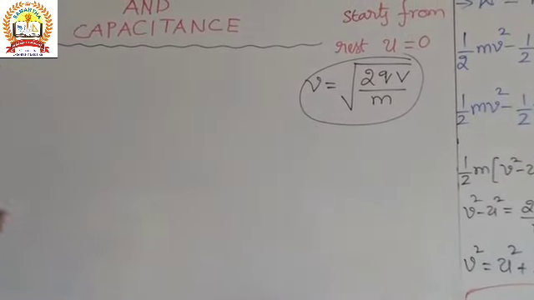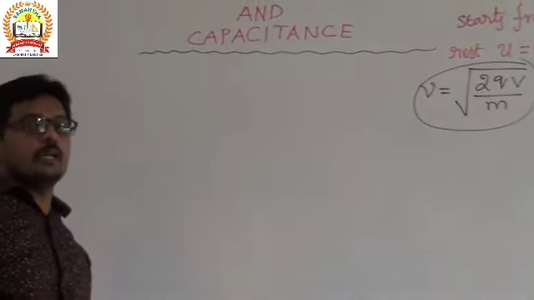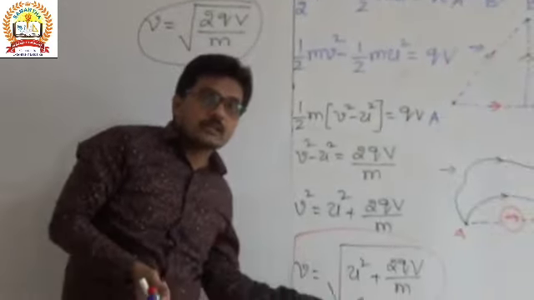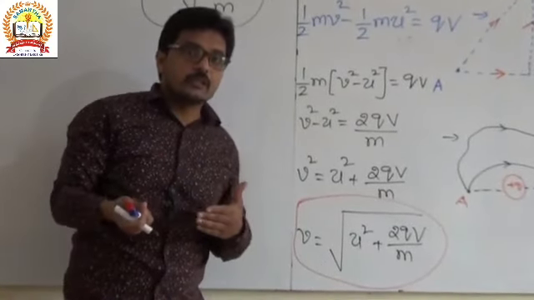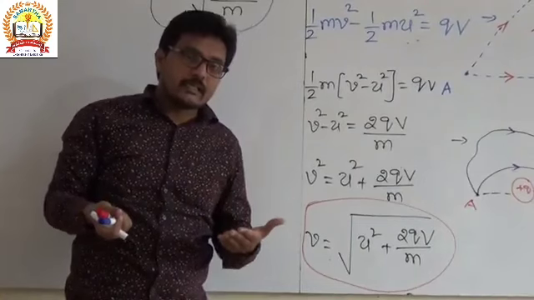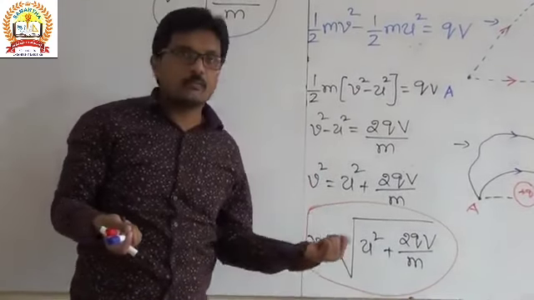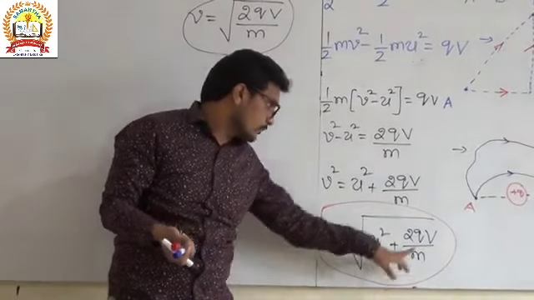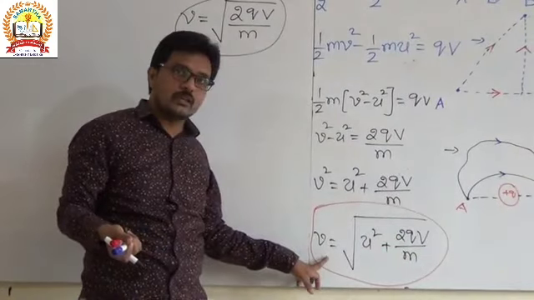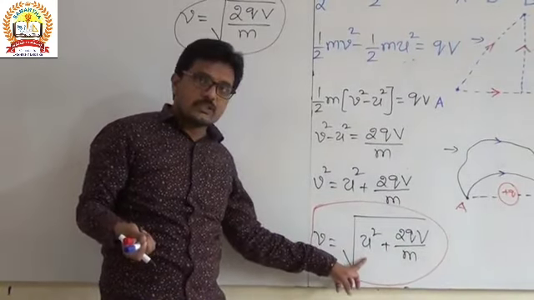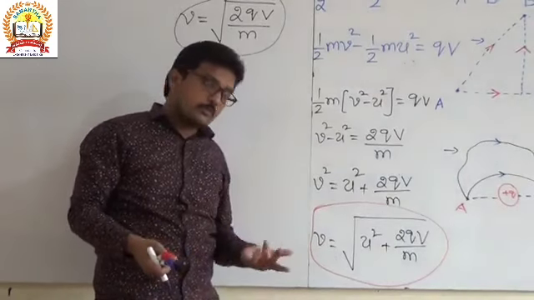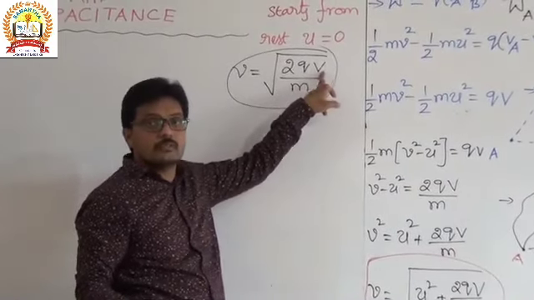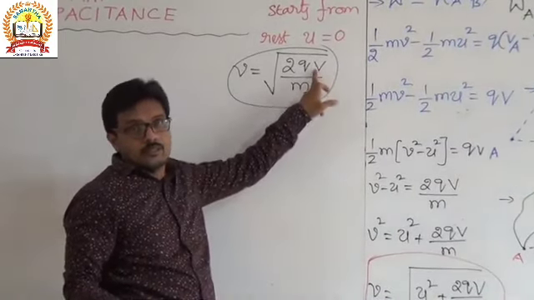Suppose the particle is moving in a uniform or non-uniform electric field. When the particle is moving, it means it is accelerating, and the velocity v equals root over u square plus 2qV by m. Here V is the potential, and v is the final velocity, and u is the initial velocity. If the particle starts from rest, then the initial velocity is 0, then v is equal to root over 2qV by m, and here this V represents the electric potential, not the velocity.